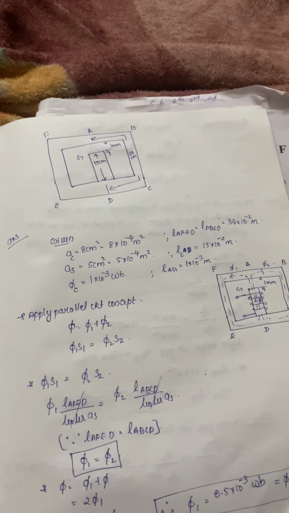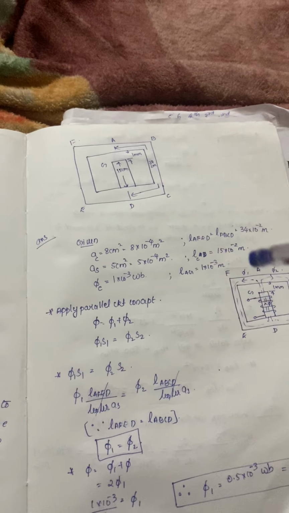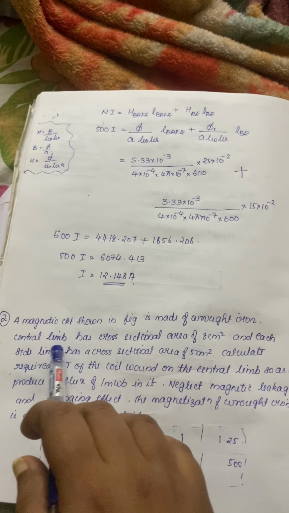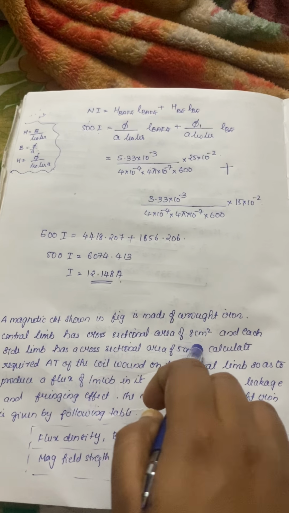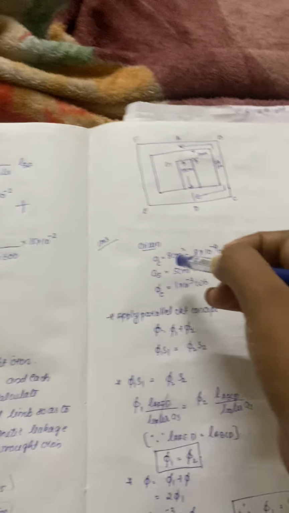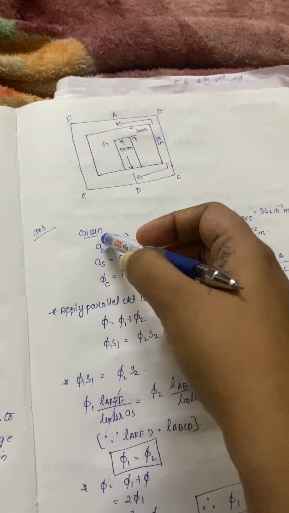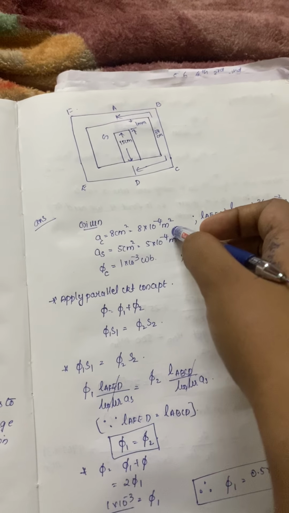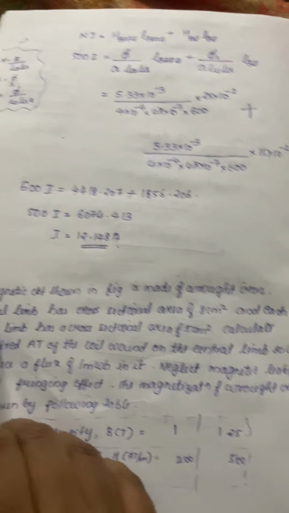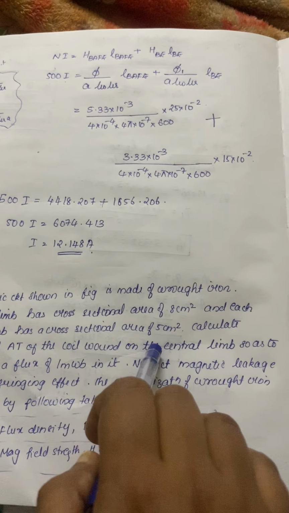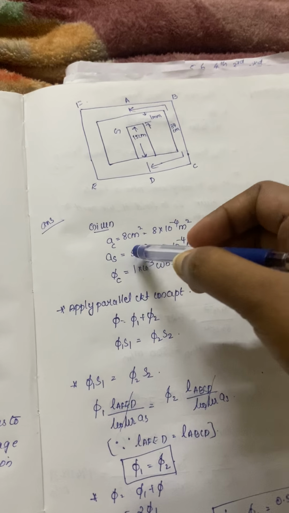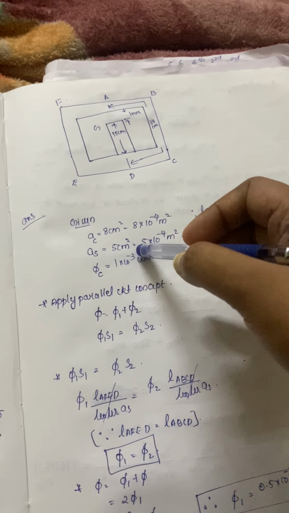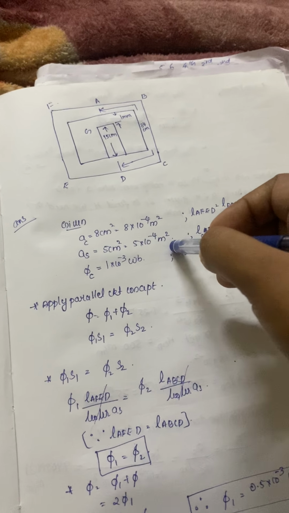Given data in the standard form. Okay, so we'll first write the given data. Read the question. Now the central limb has a cross-sectional area of 8 cm square. So that is area of cross section of the central limb, which I have denoted as AC, 8 cm square, standard form, 8 into 10 raised to minus 4 meter square. Also, each side limb has a cross-sectional area of 5 cm square. So I have denoted the area of cross section of the side limb as AS, that is equal to 5 cm square, which is 5 into 10 raised to minus 4 meter square.